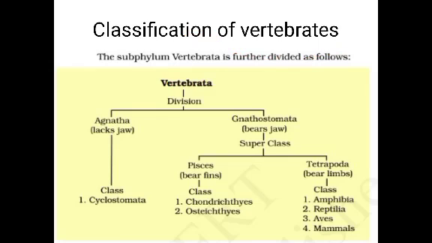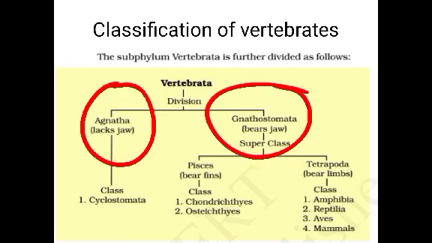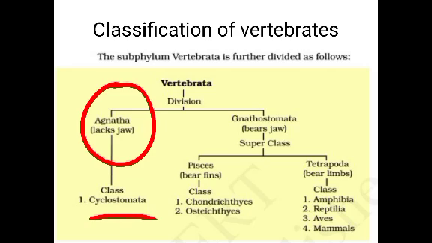Now, when we see about the classification of vertebrates, the subphylum Vertebrata is divided into two divisions. What are the two divisions? One is Agnatha and another one is Gnathostomata. Now, what is this Agnatha? A means absence, gnatha means jaws. That means they do not have jaws. They lack jaws, or they are jawless fishes. We can say they are jawless organisms. It includes the class Cyclostomata. So Cyclostomata comes under Agnatha.